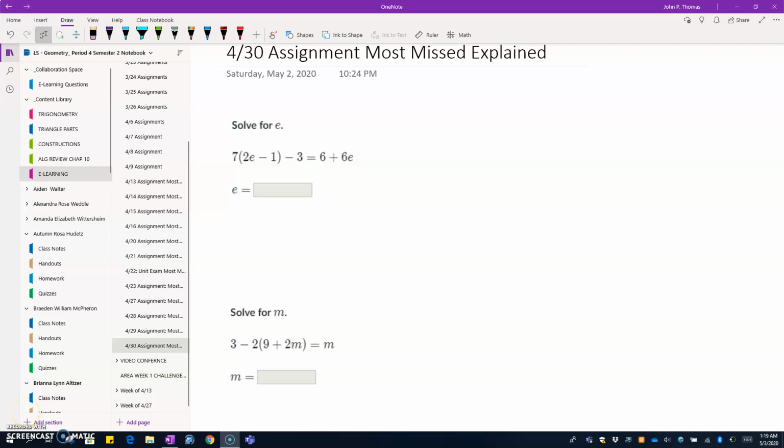Alright, I want to run through the most missed questions from the algebra review problems. These are definitely important ones to have down as you move into Algebra 2 next year. So we're going to start with this first one.